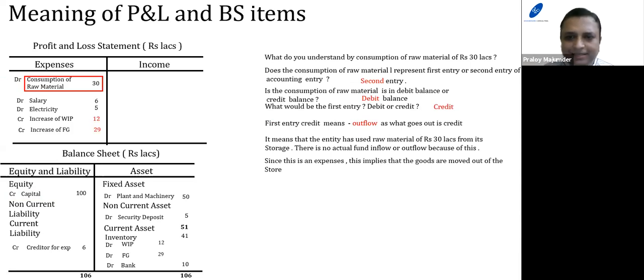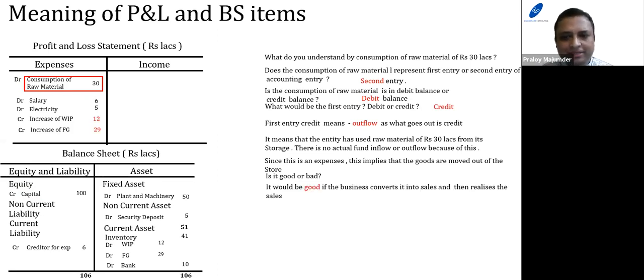Since this is an expense, this implies that the goods are moved out of the store. Is it good or is it bad? It would be good if the business converts it into sales and then realizes the sales. Here, sales has not happened. If sales has not happened, then it is not the desired thing. If the sales would have happened, then it would have been better. It may be possible that the company requires a certain period of time of more than a month. In that case, it is fine. But the aim should be that the goods or expenses should be converted into sales and realized.